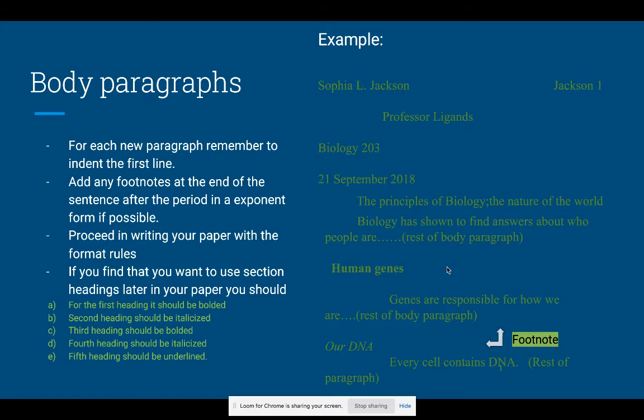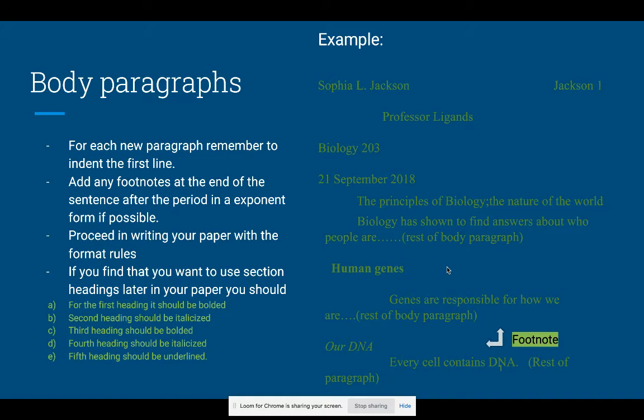Body paragraphs. For each new body paragraph, remember to indent the first line. Add any footnotes at the end of the sentence after the period, in exponent form if possible. Proceed in writing your paper with the format rules.